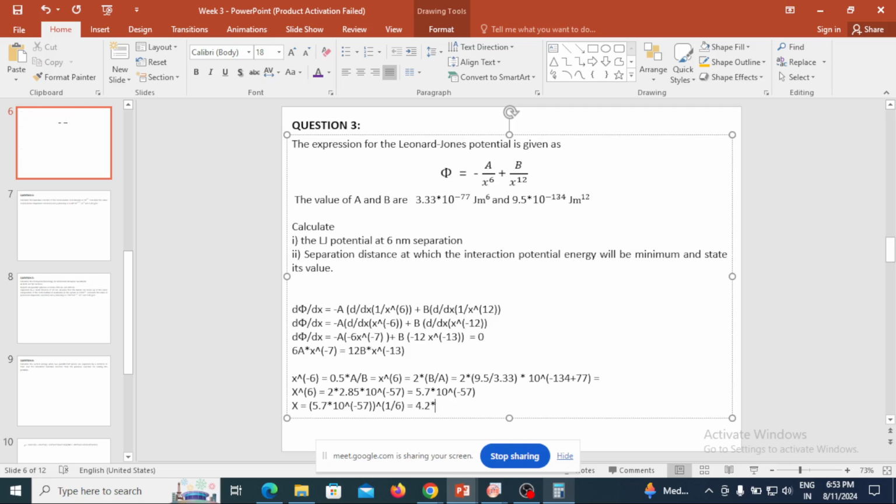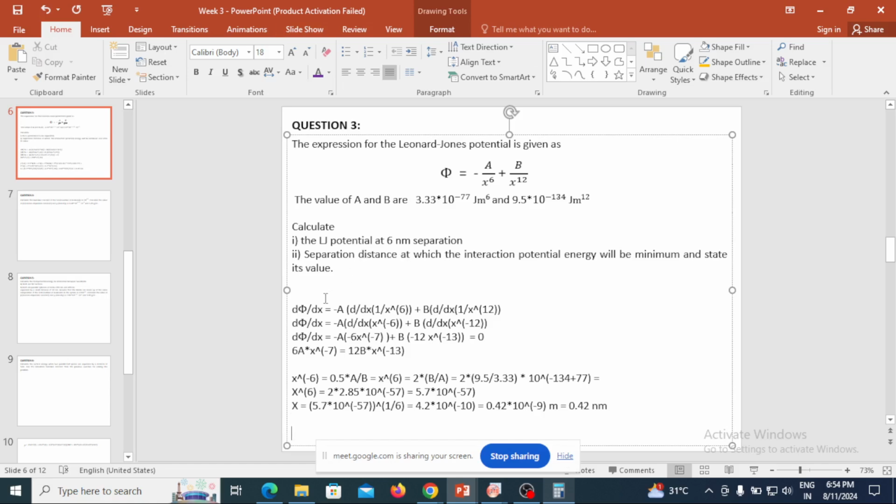So 4.2 into 10 to the power minus 10, or you can write it as 0.42 times 10 to the power minus 9 meters, or 0.42 nanometers. So this is the point at which you will be getting the potential energy which will be minimum. Now with this value we are supposed to calculate the minimum potential energy for this system. So let's just calculate that.